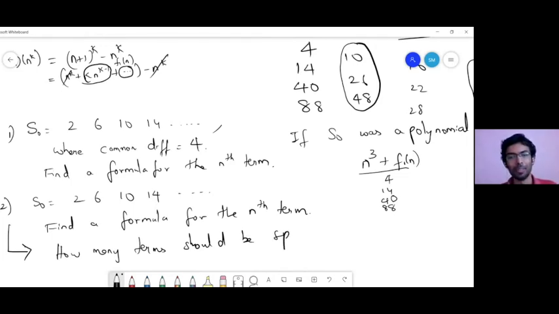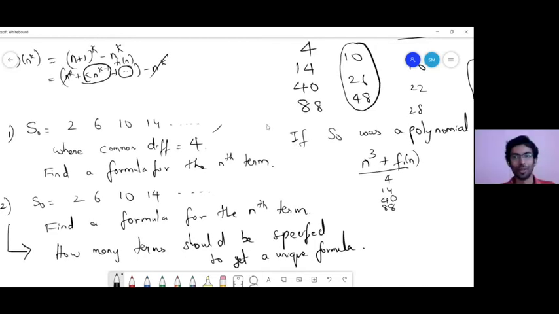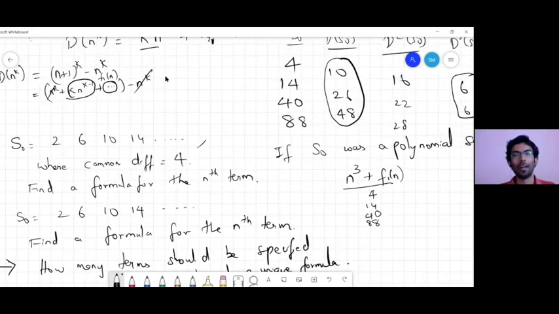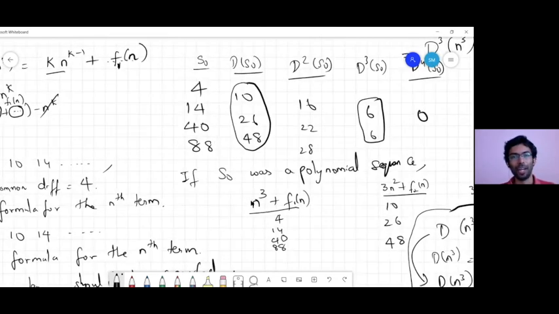How many terms should be specified to get a unique formula for the nth term? Right. So now, we will see how we can utilize this structure of successive differences to come up with a full formula for the sequence in one go. Here we saw the sequence 4, 14, 40, 88.